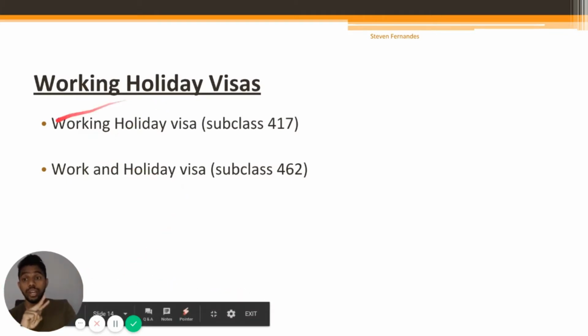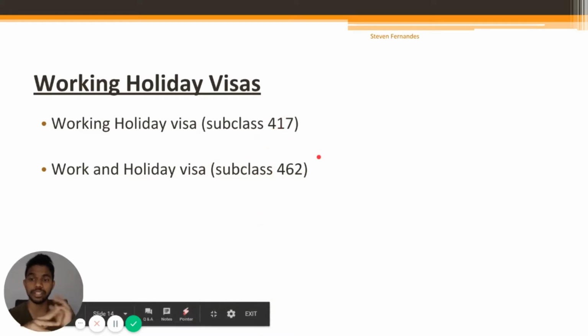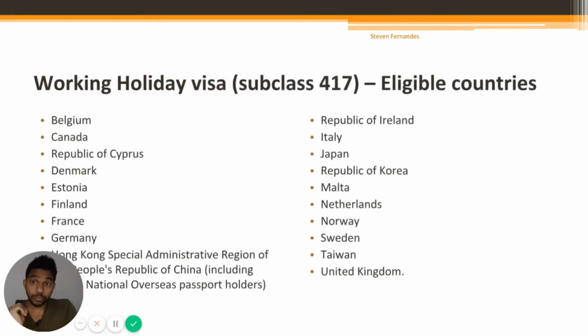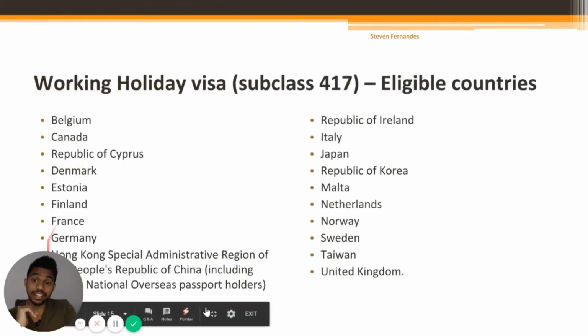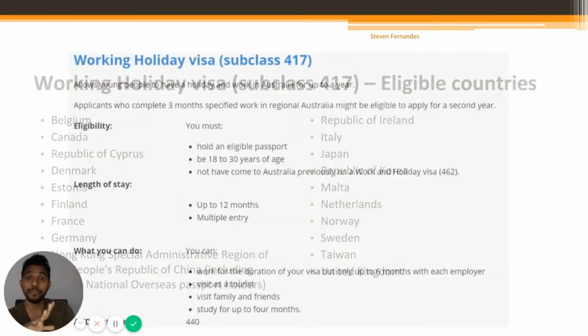Okay, and this visa is broadly categorized into working holiday visa subclass 417 and work and holiday visa subclass 462. The differences I'll get to in a minute, but basically it's different countries and a few additional minor differences between the two categories. If you're part of the countries listed over here, you can apply for the 417 working holiday visa. So here's the list of countries.